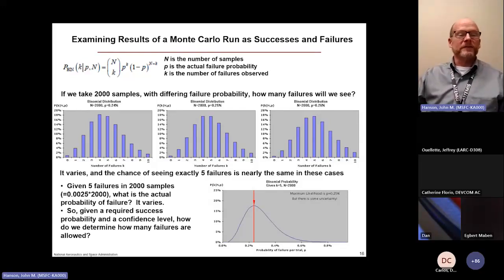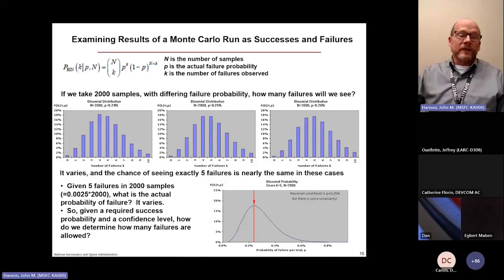And the binomial distribution for that, the probability distribution, is given by this formula at the upper left here. The probability that I see k failures, given that p is the actual likelihood of failure and I ran n samples, is n factorial divided by k factorial divided by (n minus k) factorial, times p to the k times (1 minus p) to the n minus k. That's the formula for it.